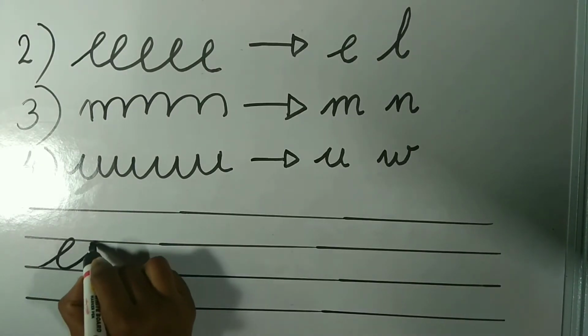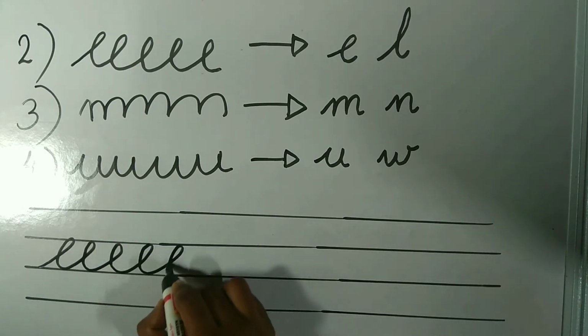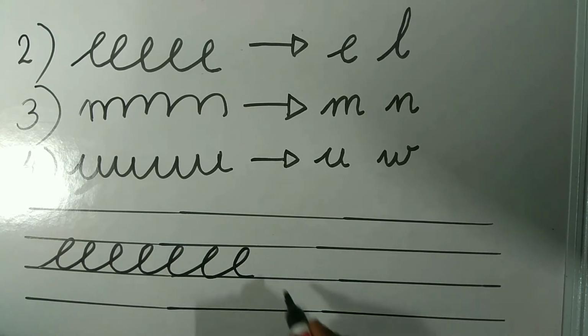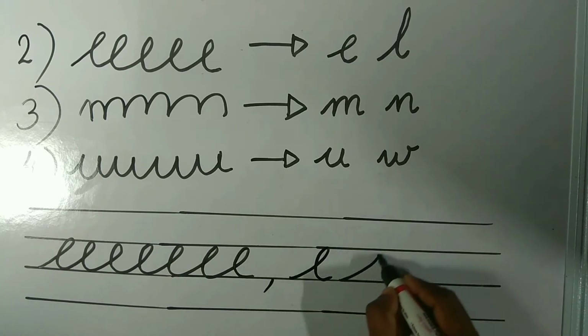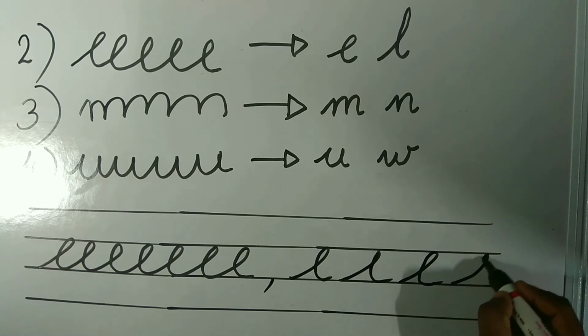Second pattern started. Start from the third line, touch the second line, then come down. First you practice the pattern well, then individually write the pattern also. Look at that. Practice these 2 types.